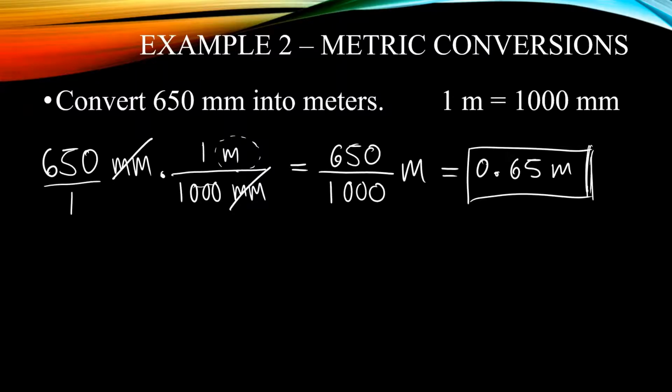Remember, there are 1,000 millimeters in a meter, so this answer should make sense because there would be 500 millimeters in half a meter, and 650 is a little bit more than 500. So we should have a little bit more than half a meter, and we do. We have 0.65 meters.